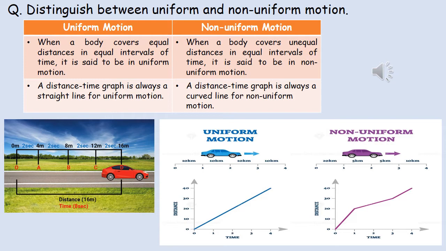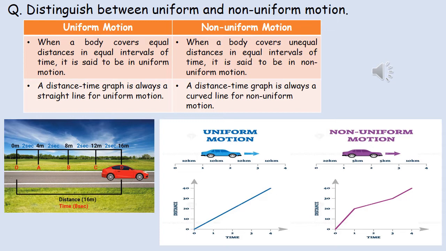Distinguish between uniform and non-uniform motion. When a body covers equal distances in equal intervals of time, it is said to be in uniform motion. We have already seen in the previous slide that the distance-time graph is always a straight line for uniform motion. And when a body covers unequal distances in equal intervals of time, it is said to be in non-uniform motion. And the distance-time graph will be a curved line for non-uniform motion.